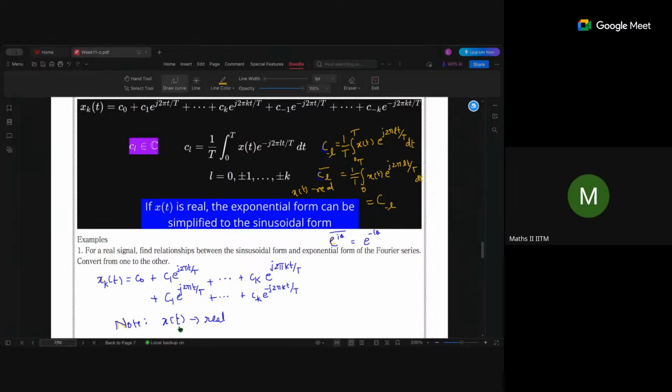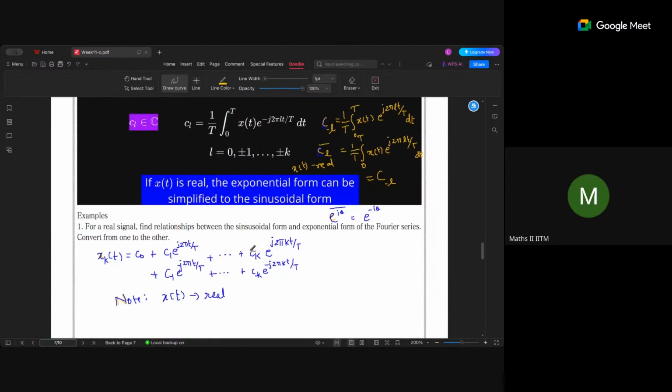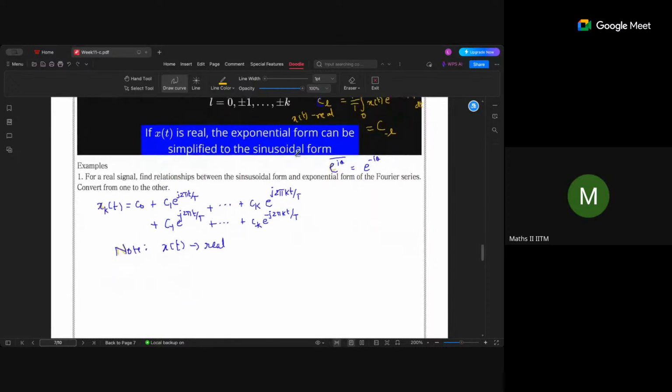So now we have seen x_l bar is the same as c_{-l} when x(t) is real. Okay, so now how can we apply it here? What we can note is this. Let us now look at these coefficients here. Let us just take one particular coefficient and see what's happening.